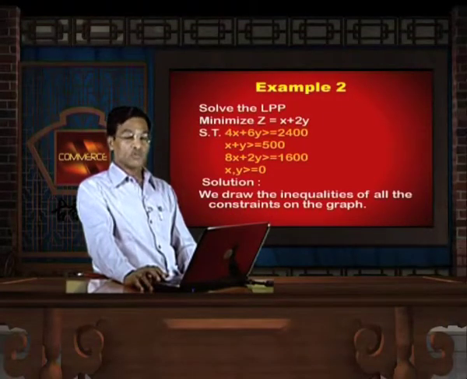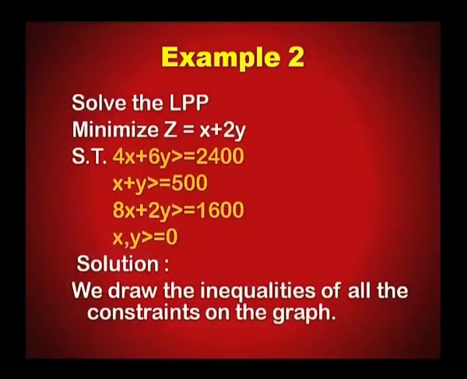Example 2: Solve the linear programming problem which minimizes Z equal to X plus 2Y subject to the conditions 4X plus 6Y greater than or equal to 2400, X plus Y greater than or equal to 500, 8X plus 2Y greater than or equal to 1600, X, Y greater than or equal to 0.